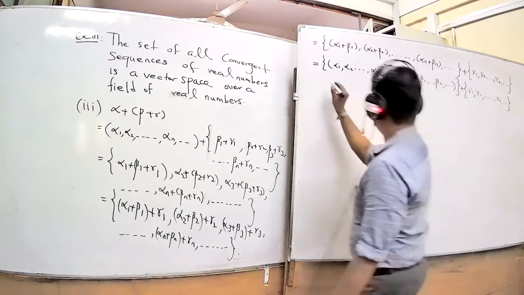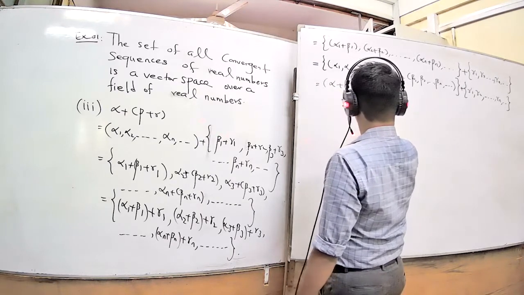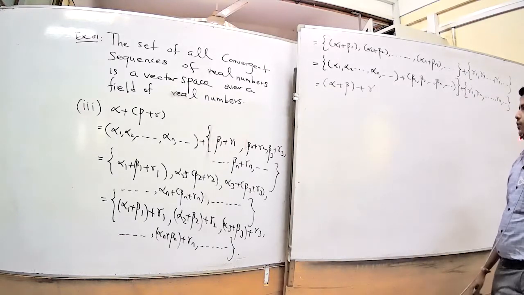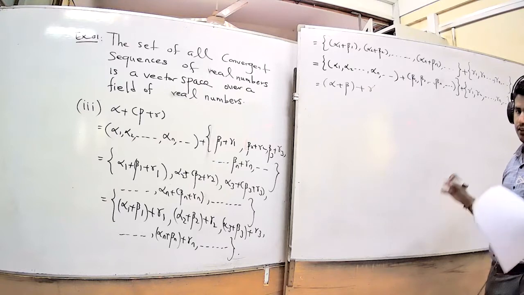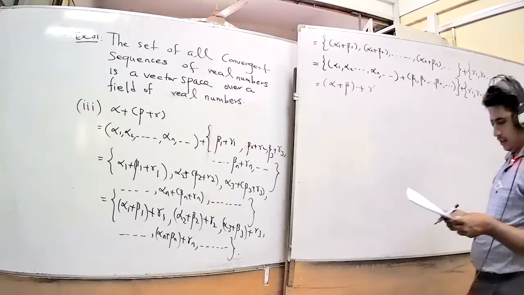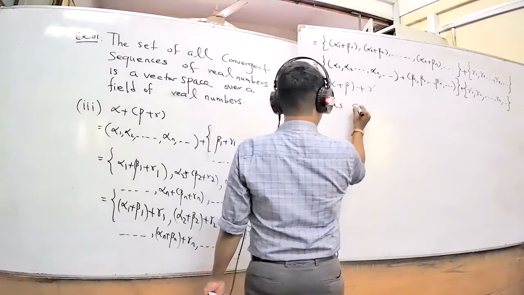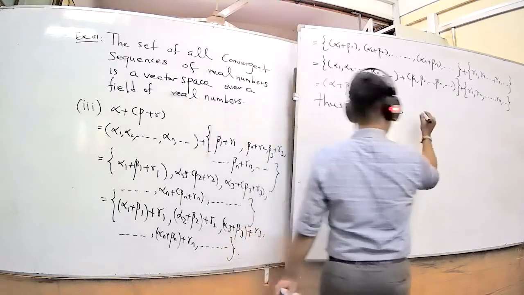So this is your alpha plus beta, and this is your gamma. Therefore, the set of all convergent sequences satisfies the associative property. Thus, addition is associative.